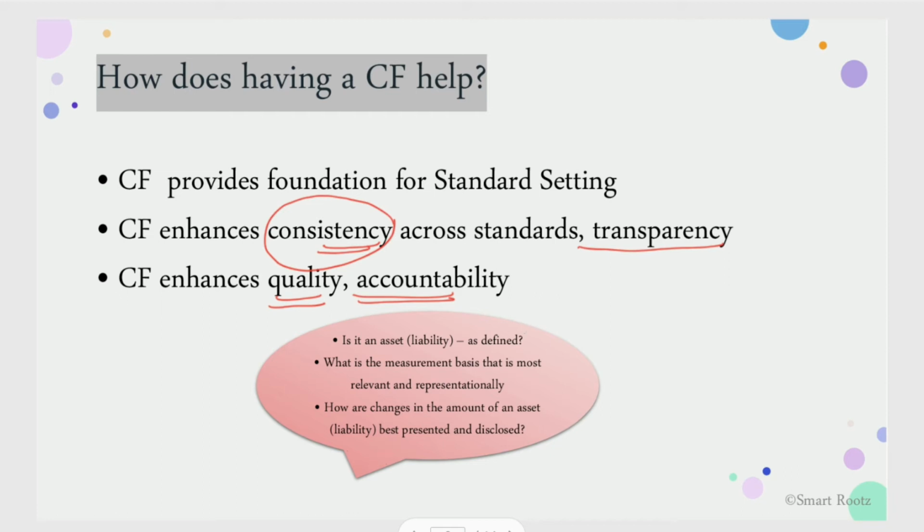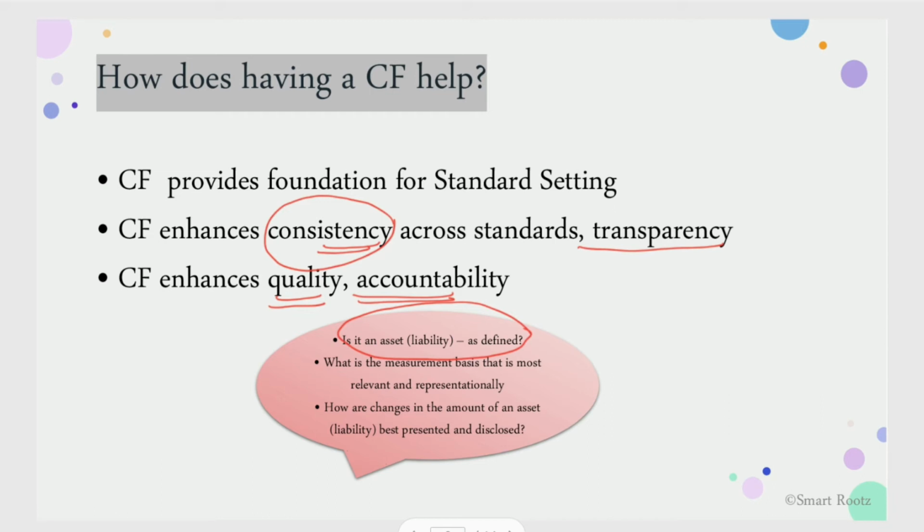So the conceptual framework will also help in defining what an asset is, what a liability is, and how I should measure it. I know that this is an asset, but how should I measure it? Whether I should measure it based on the historical value, or based on the current market value, what should be the measurement basis? All these questions are answered in the conceptual framework.